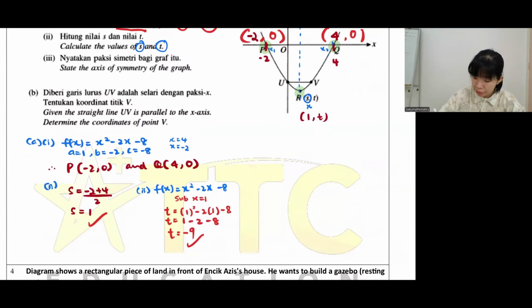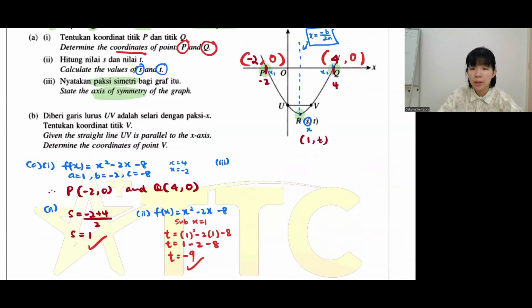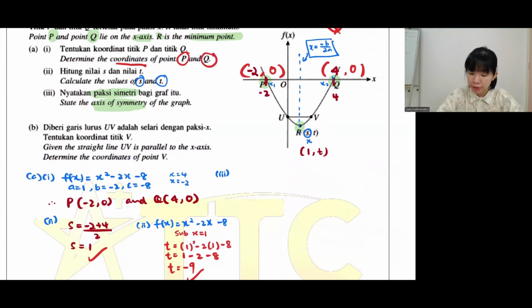Okay, then now part 3. Part 3, they ask what is the axis of symmetry of this graph. Axis of symmetry is exactly in the middle, this line. Anybody can tell me? We actually found the answer already. When they ask you to state the line, make sure must be equation, don't just a number. This line just now we say it is exactly at 1. Right? The x is 1, meaning this line is at 1.